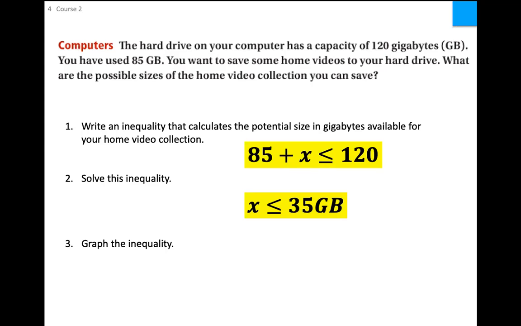Except this is in the real world. So can your computer ever have negative gigabytes? On my PlayStation, that's a 500 gig hard drive, right? So as soon as I put too many games on it, it says I have 0 space left, right? It never says I have negative 400 gigs, right? So when you graph this, guess what? We can't use arrows.